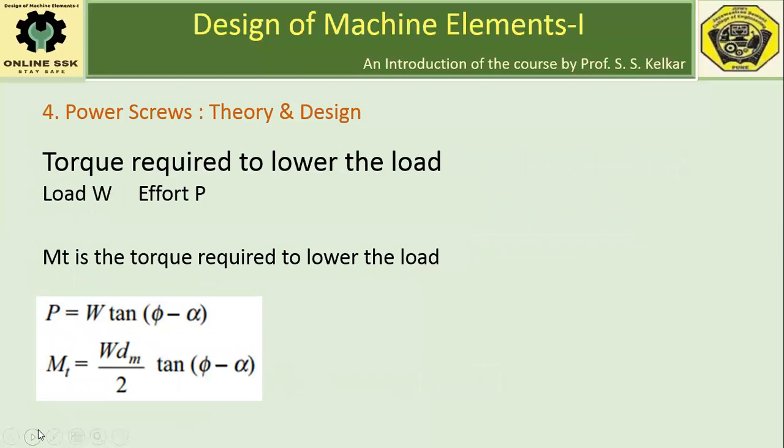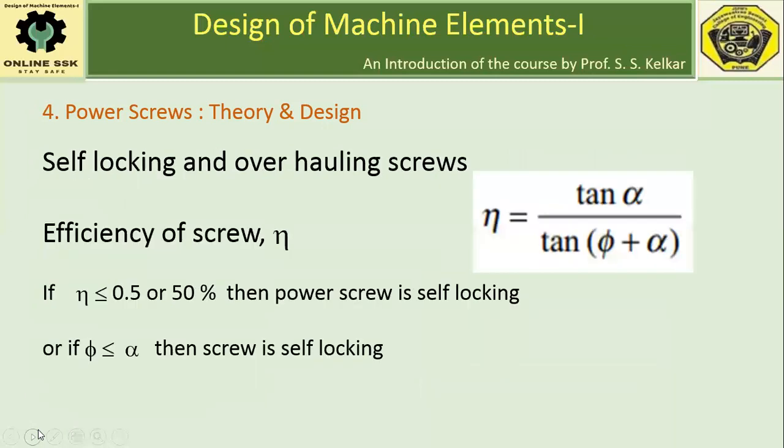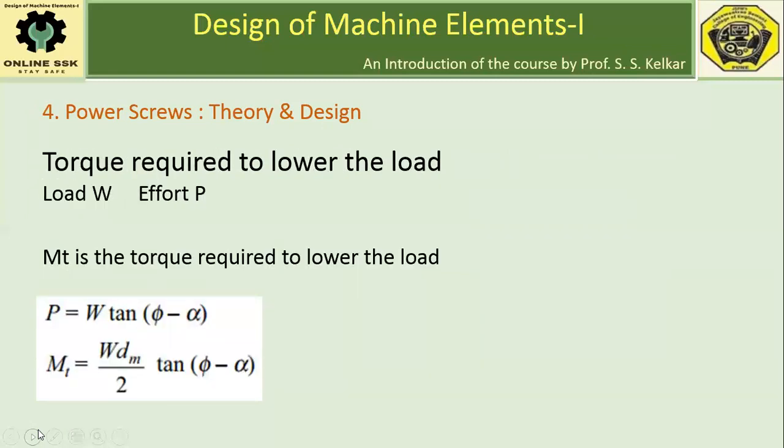Now one may think that there will be no requirement of force while lowering the load, but that is not always the case. Torque required to lower the load is given by Mt is equal to W dm upon 2 tan of phi minus alpha. Effort required while lowering the load is given by P is equal to W tan of phi minus alpha.